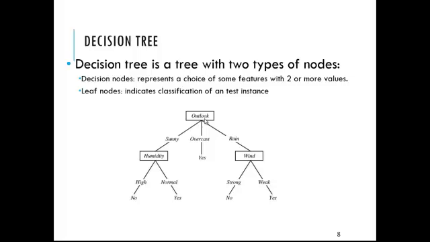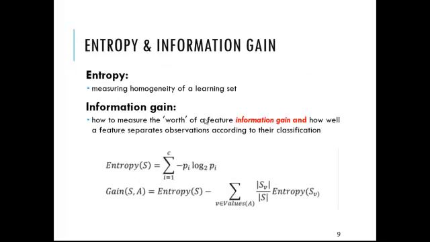How do we get into creating this tree? This tree is the model. First, we will introduce to you a new concept called entropy. It measures the homogeneity of a learning set. Homogeneity means how good is your data set. Informally speaking, if your data set only has one type of observation, one type of instance, it is not very good for learning, because you only have one type of observation to relate to.